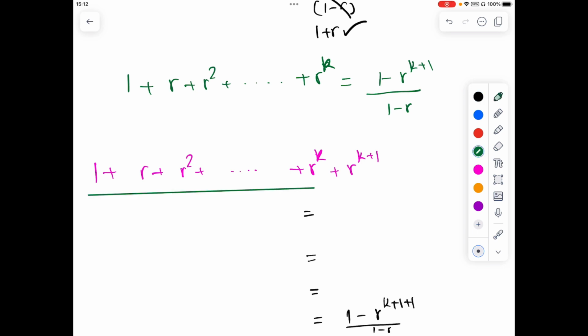So this entire thing can be written as 1 minus r power k plus 1 upon 1 minus r plus r power k plus 1. Then the denominator 1 minus r is missing. So multiplying and dividing by 1 minus r. So what do I get from there?